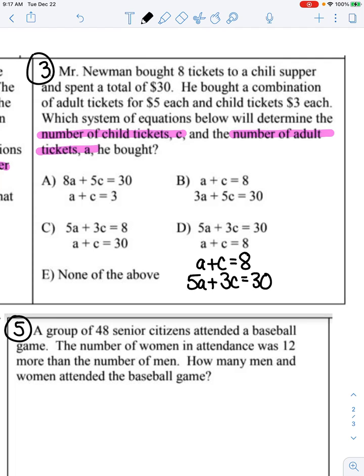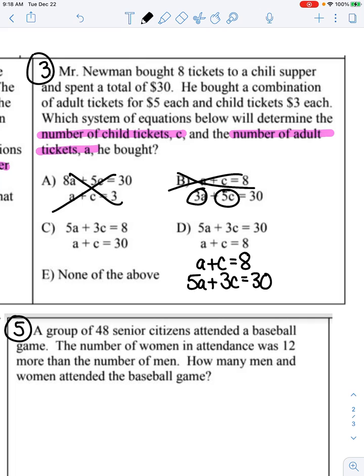Look at A. They have 8 times A plus 5 times C equals 30. Like, I don't even know where they got that. They added, I guess, the 5 and the 3. So that one's just completely off. Look at B. A plus C is 8. They got that right. And then 3A plus 5C equals 30. They mixed up the cost of the adult tickets and the child's tickets. So that's what made that wrong. Look at C.